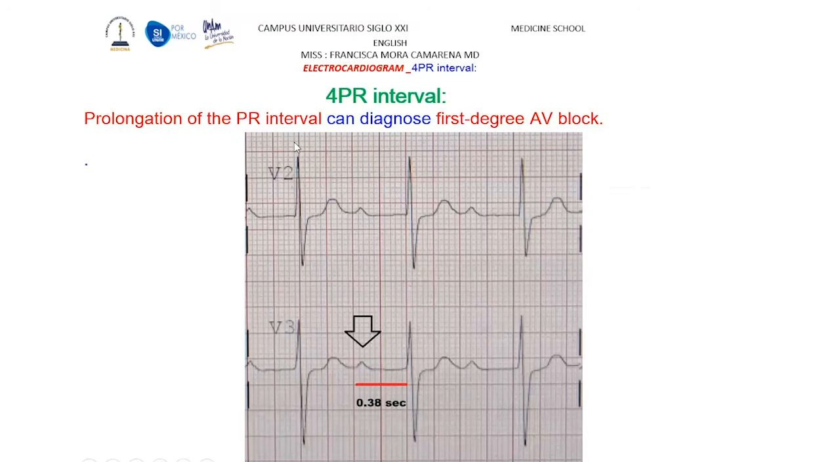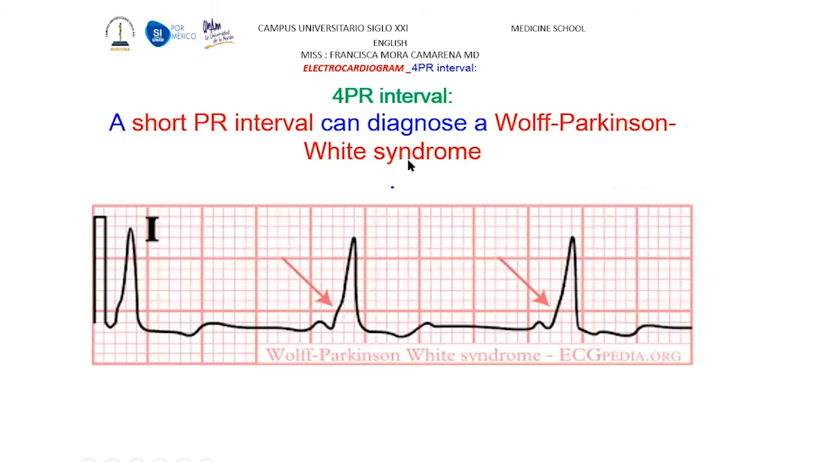And we consider if we have the prolongation of this PR interval, we might be diagnosing first degree AV block. And if it's too short, then we might diagnose a Wolff-Parkinson-White syndrome.